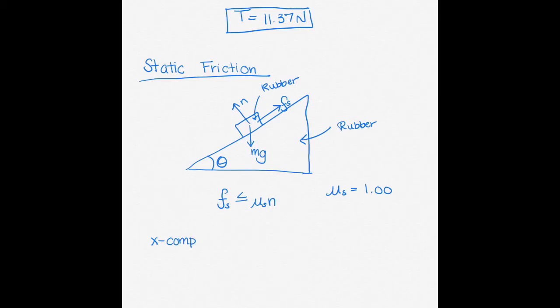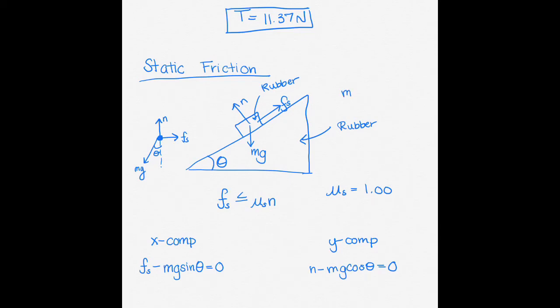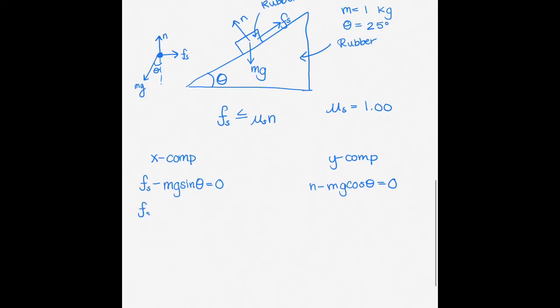So the x component and the y component are going to be split up. Before we do that, let's redraw this using a tilted axis. And so we say that the x component is Fs minus mg sine θ is equal to 0, since it's not accelerating anywhere. And then we have N minus mg cosine θ is equal to 0 for the y component. So if we say that the mass is 1 kilogram and θ is 25 degrees, we can solve for the minimum static friction that is needed in this case.